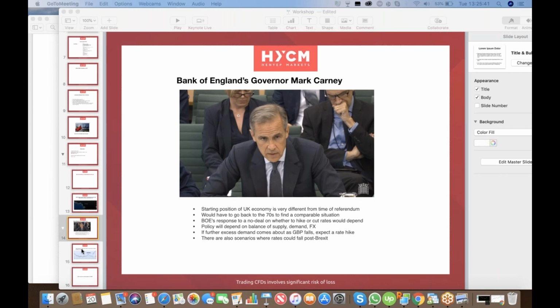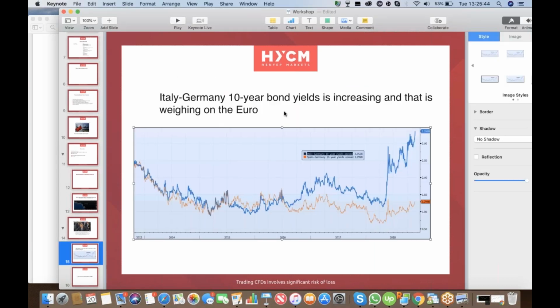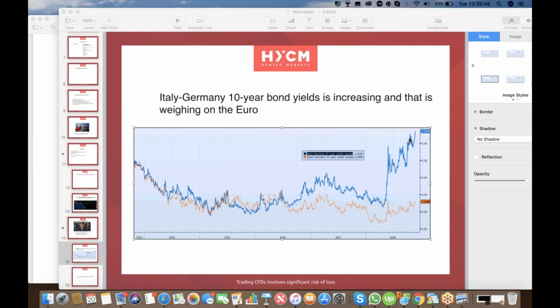Other significant news was the Italy-German 10-year bond yields. That increased the gap in the Italy-Germany 10-year yield spread, and it's rising up towards the 4 basis points mark. We will cover bonds in some depth, because it's something that beginner traders really struggle with. So I'll do that next workshop. We'll look at bonds in detail, so you've got a better understanding of it.